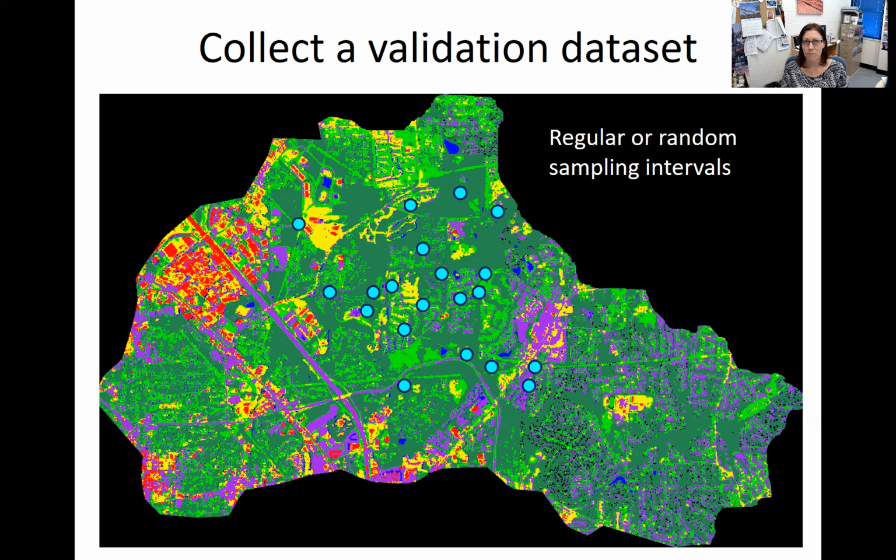Typically, the best practice of collecting a validation data set would be to have a whole bunch of random or regularly sampled points distributed across your map. This is not very many points. There's like 20 or something like that here. To really get a good accuracy assessment, there might be hundreds or thousands, depending on the area that you were trying to sample.